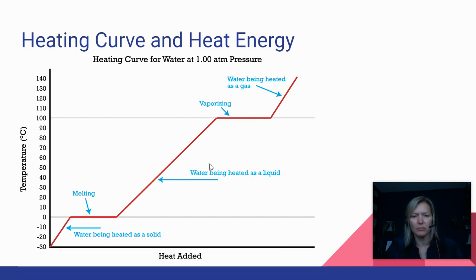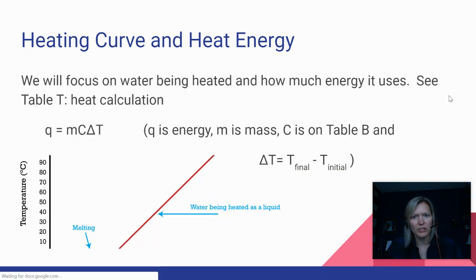And I want to take a look at this middle part right here, because there's an equation you're going to use on table T. We're going to focus on that center part, and it's called heat calculations. Q equals mc delta T. Q is energy, so that's going to be in kilojoules. How much energy does it actually take to heat up that water or whatever else, but we're primarily going to use water. M is mass, so we have to know the mass in grams. C is our specific heat capacity, and that's on table B. That's why we're focusing just on water. Specific heat capacity, table B, you use the number exactly as written.